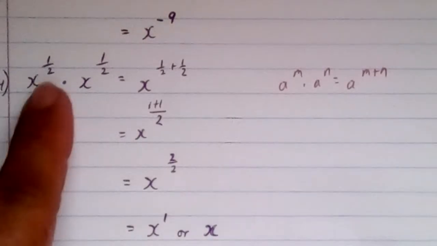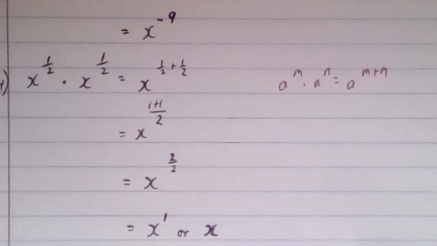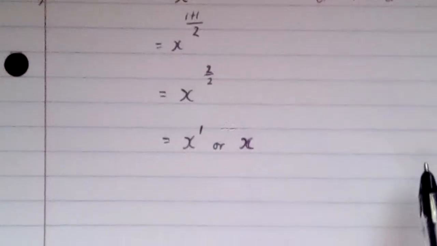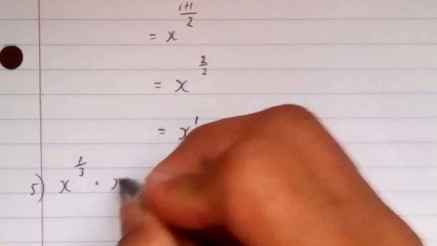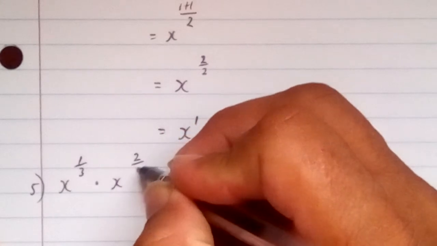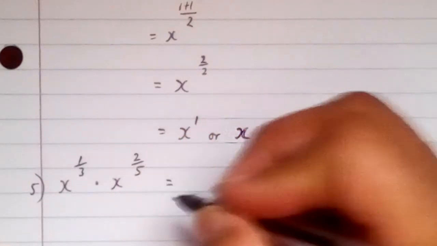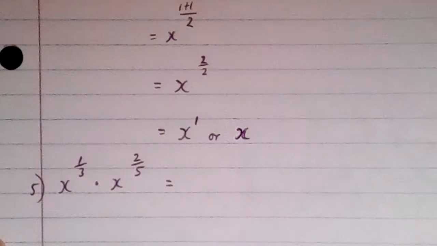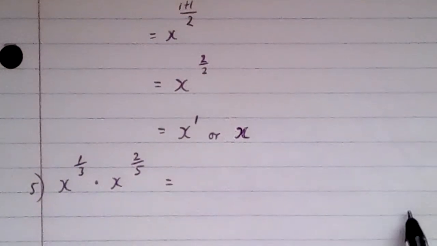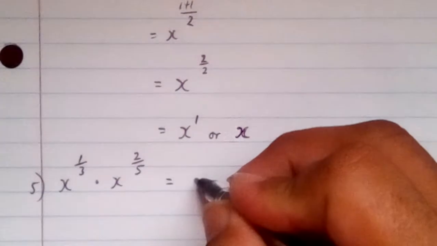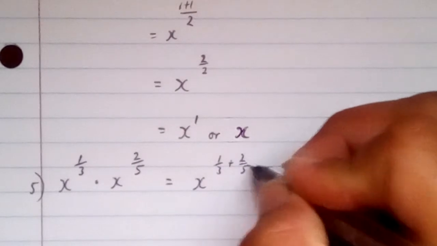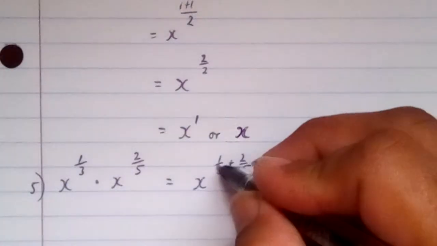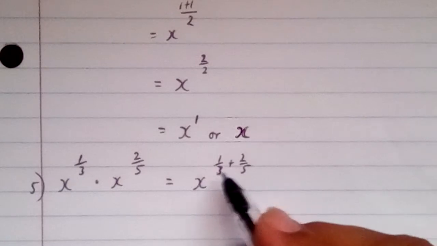Let's try one where we have fractions that don't have like denominators. So come now to example 5, and we put x to the 1/3 times x to the 2/5. Okay, how do you work that out? Well, the bases are the same, so we'll keep the base and simply add their powers. So let's keep the base and say 1/3 plus 2/5. So we're keeping the base and simply adding their powers.